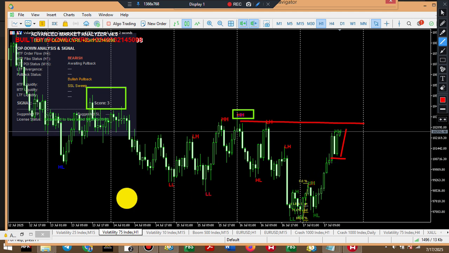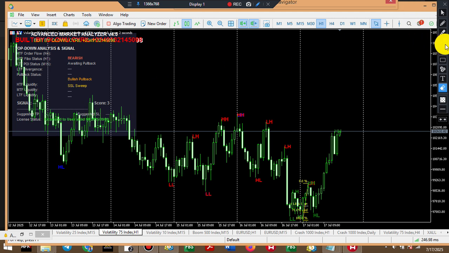So myself, I even entered early. It was when price was here. I still used score 3 to buy. When price was at this lower point, I used score 3 to buy and I targeted here. Price hit my TP. Exactly. So you use score 3 for entry when the signal is not there.